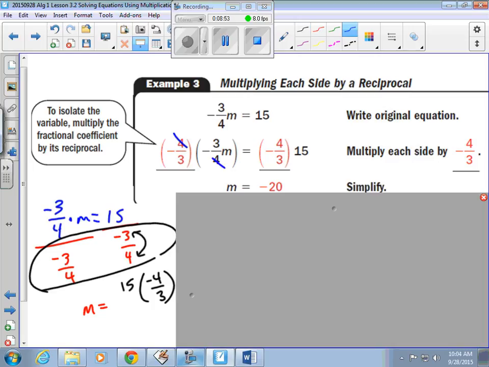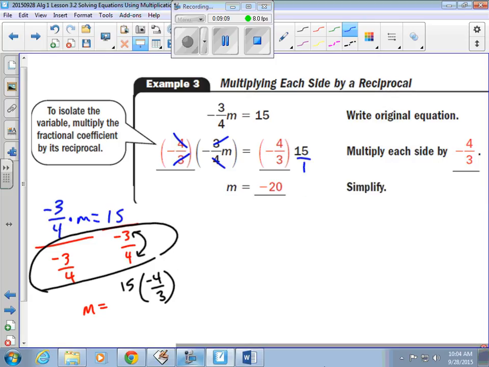4 cancels out 4, negative 3 cancels out negative 3, so it's gone. Everything's over 1. You can cross cancel the 3's, or you can multiply straight across. 4 times 15 is 60, and 3 times 1 is 3. Negative 60 divided by 3 gives you negative 20 for that one. So again, it saves you a step, multiplying by the reciprocal. Instead of writing twice, you just have to write once.